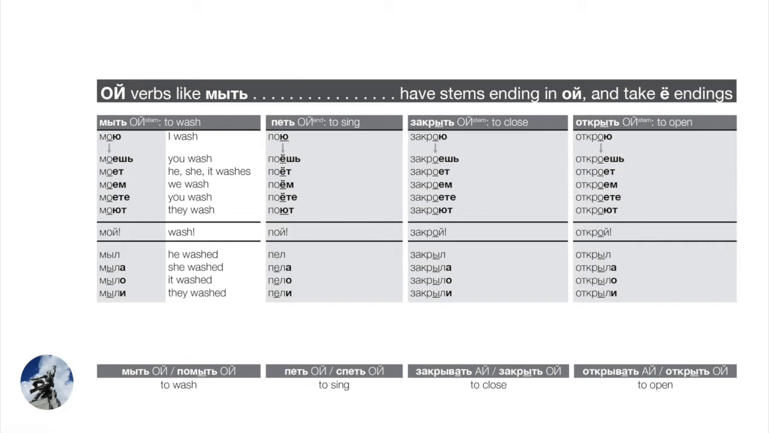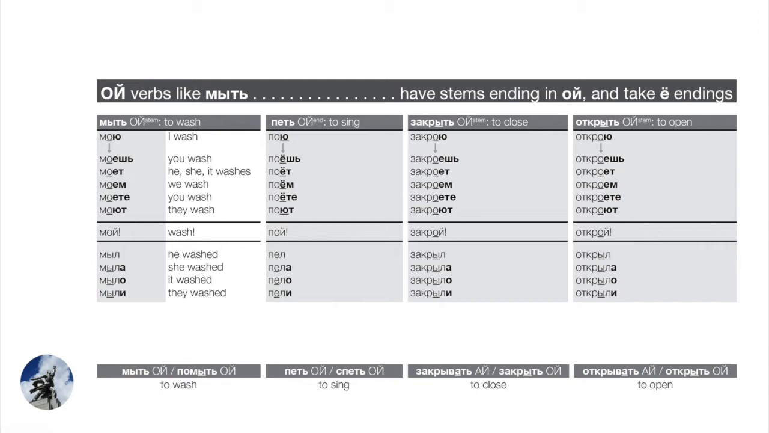So our forms are moyu, moyish, moyet, moyim, moyetie, moyut. Now look at the past tense here, just for reference: мыл, мыла, мыла, мыли. As usual in the past tense, we don't expect anything unusual to happen. We go straight from the infinitive, taking off the soft T, adding L, and then we get our past tense forms. Okay, look at петь.